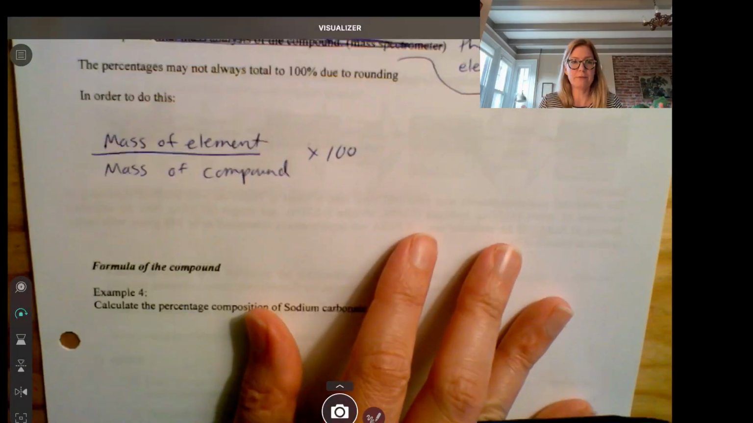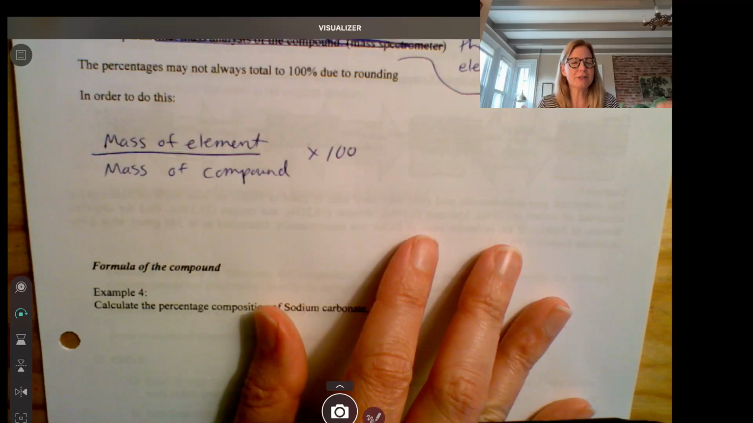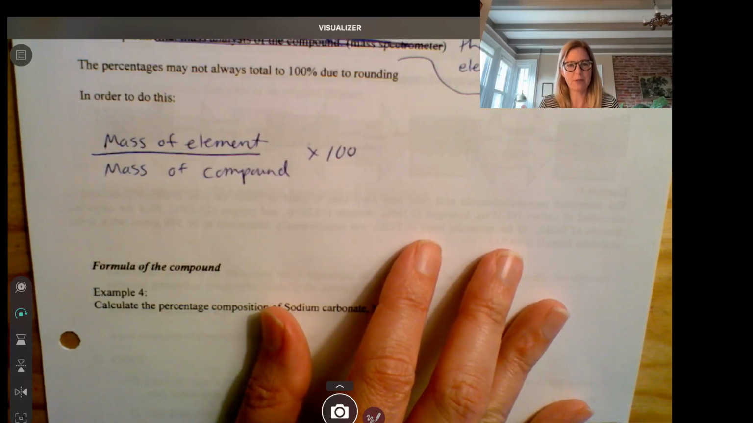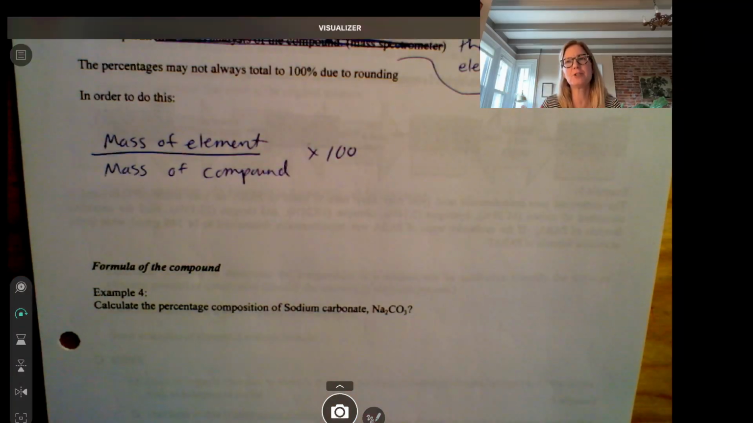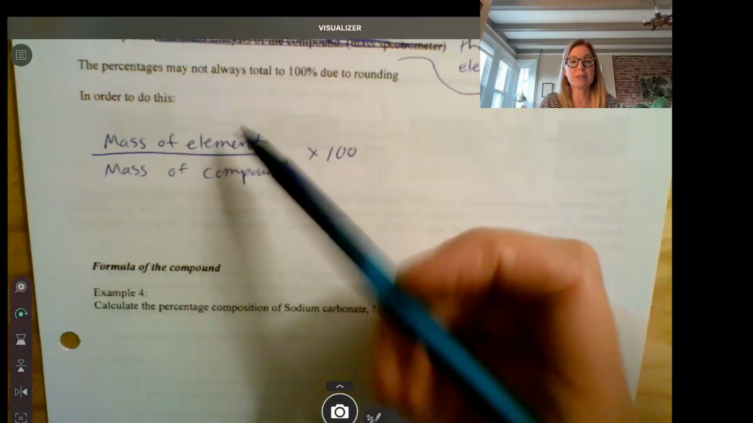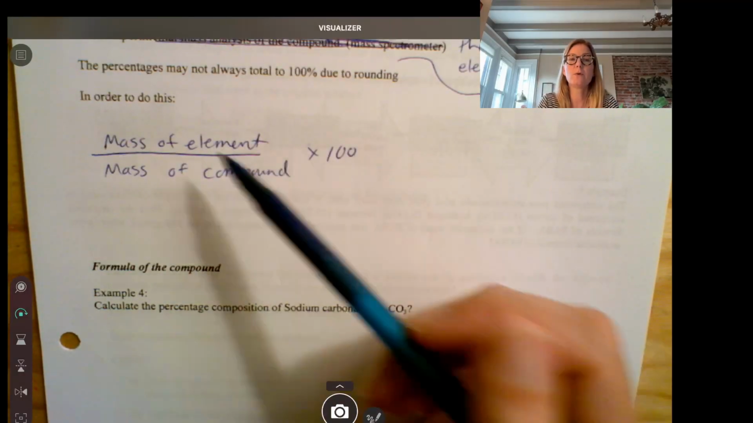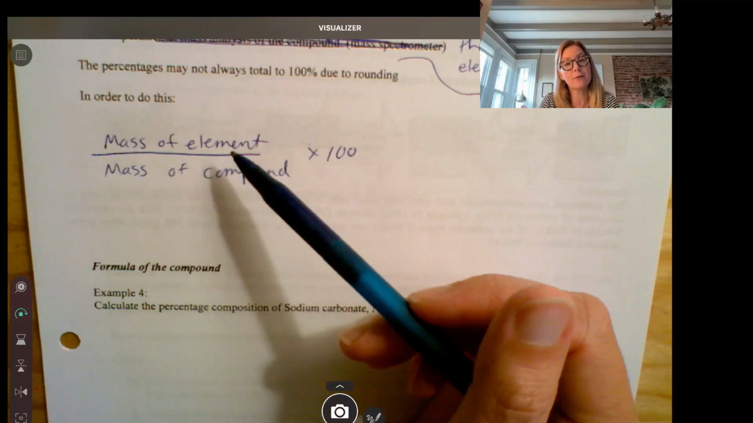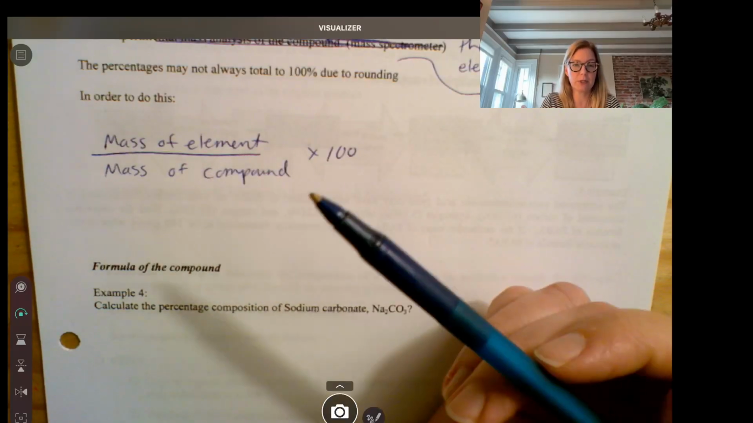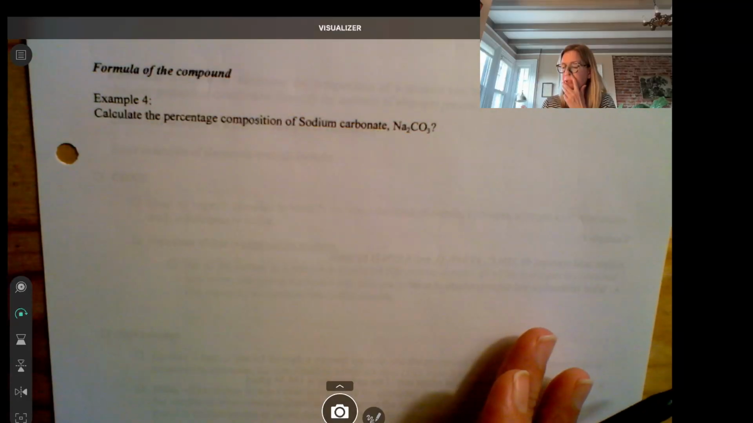All you got to do is the same thing you would do for any percent. The part divided by the whole times 100. Okay? So if you're looking at a compound like H2O, you would do the mass of one particular element, like H, over the mass of the whole compound times 100. Or you could focus on the O, the mass of the O divided by the mass of the whole compound. Okay? So for this example, calculate the percent composition of sodium carbonate.